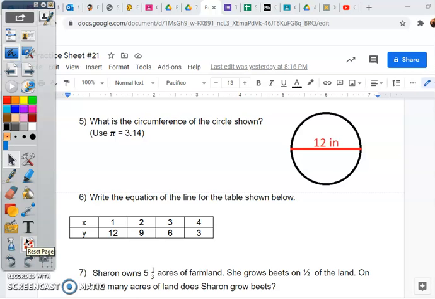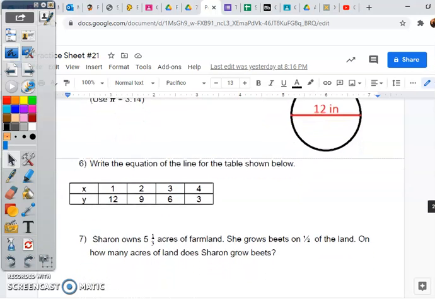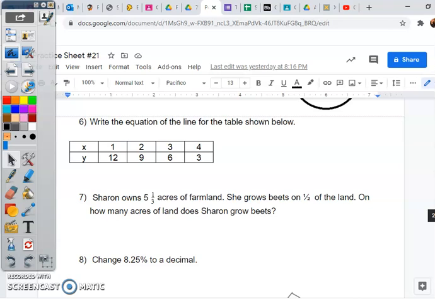Now we're going to do number 6. Next week, you're going to do the equation by yourself. Okay? So remember, when it says write an equation, we know either y equals kx or y equals mx plus b. Okay? So we'll always start with our constant rate of change, which is always m, sometimes k.